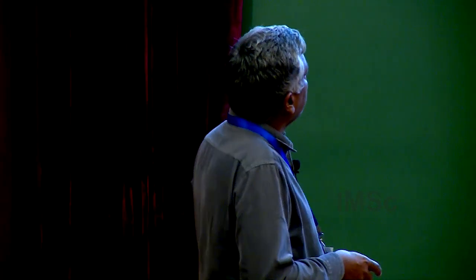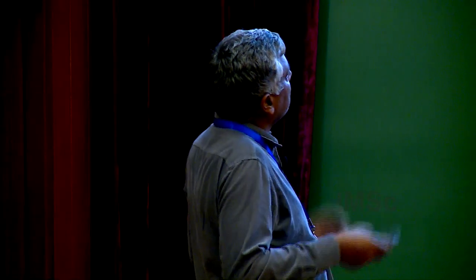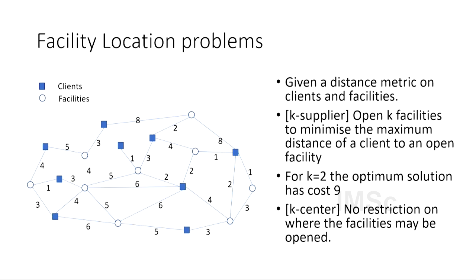A very common setting, let's say, is the following, right? That you are given some clients and you are given some potential facility locations. So in this picture, your clients are these square boxes, and the locations where you can open facilities are these circles. And you're given a metric on these, right? So you're given some distances between these various facilities and these various clients. And now it depends upon what you want to do, right? So you could have many, many different problems, and these all fall into this class of facility location problems.